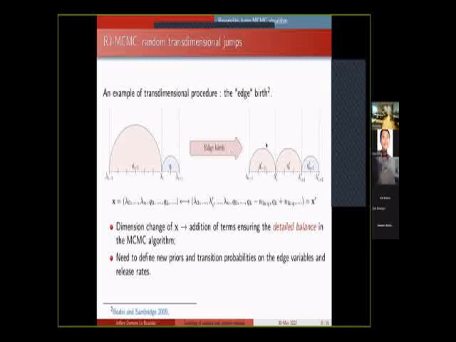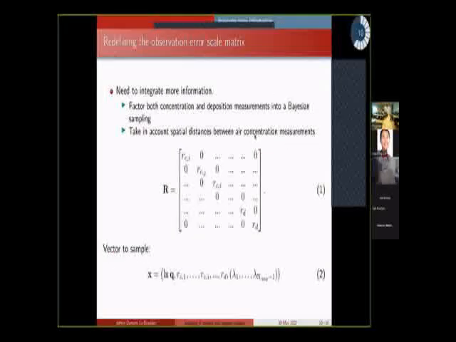So we are interested in 2 types of information. Here, one way will be to factor both concentration and deposition measurements into the Bayesian sampling. So we will combine diverse types of measurements. And another one will be that we will take into account spatial distances between air concentration measurements. And this heterogeneous information will be simply assessed in the scale likelihood matrix by making clusters of similar observations.